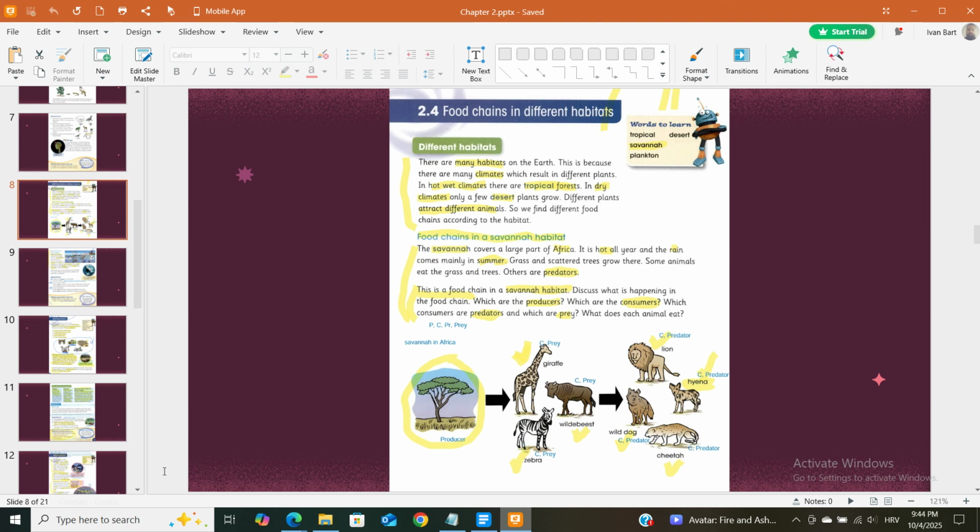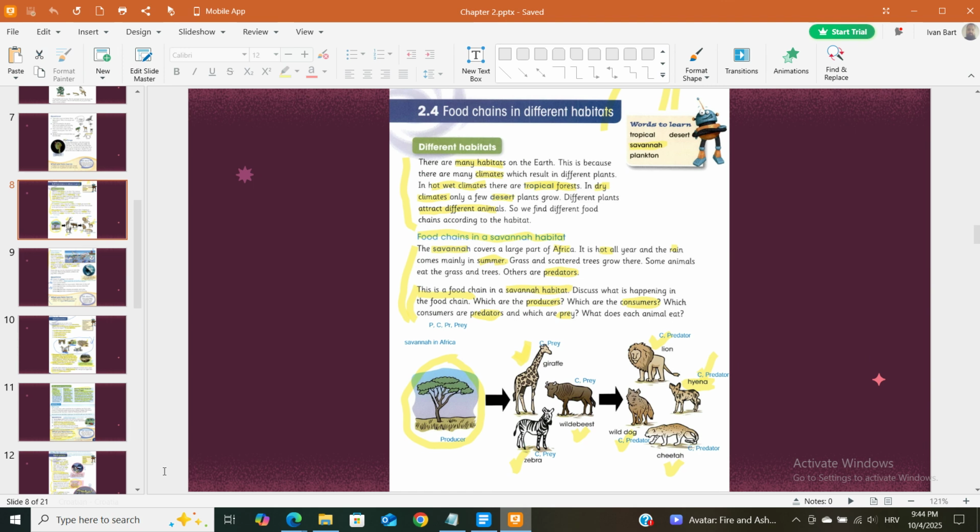Savanna in Africa. Producer, consumer, predator, prey. Giraffe, prey. Zebra, wildebeest, wild dog, predator. Lion, predator. Hyena, cheetah, predator.